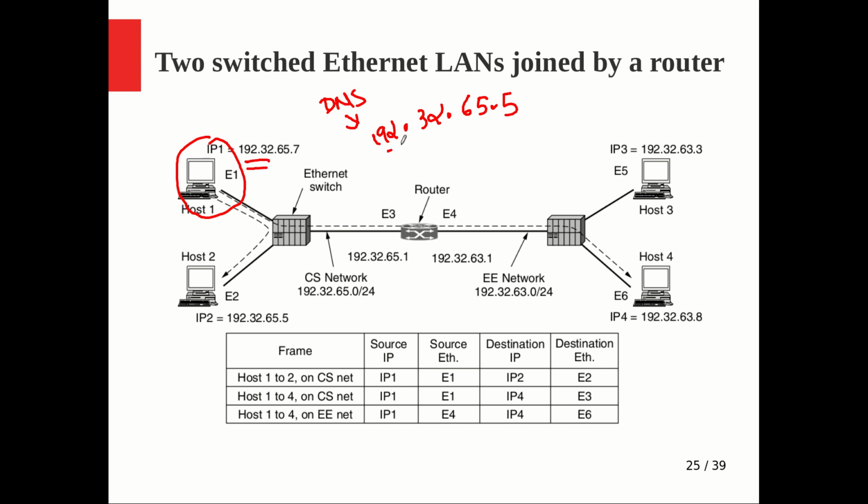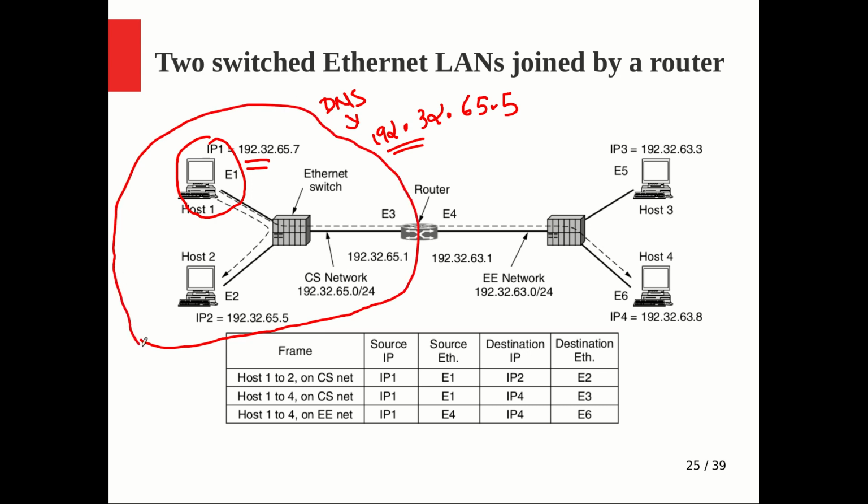So before doing that broadcasting and all, first this host 1 should understand both me and my destination, right? My IP address is 192.32.65.7 and I want to send something to a destination with IP address 192.32.65.5. Whether we both are on the same network or not. If we both are on the same network, I can go for the ARP broadcast and things will be done as I explained so far.